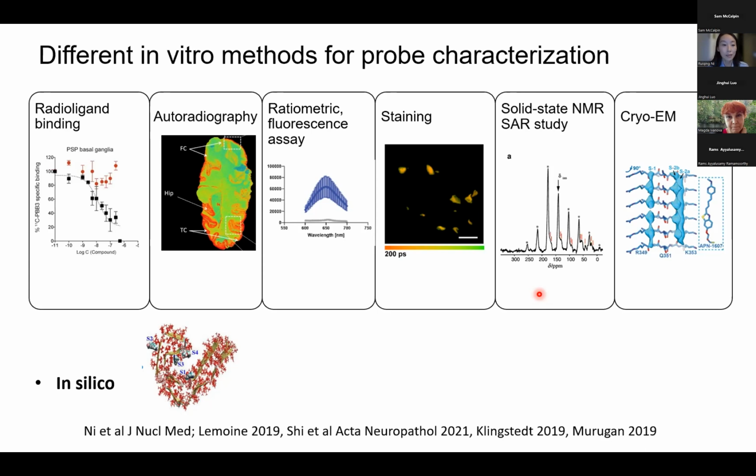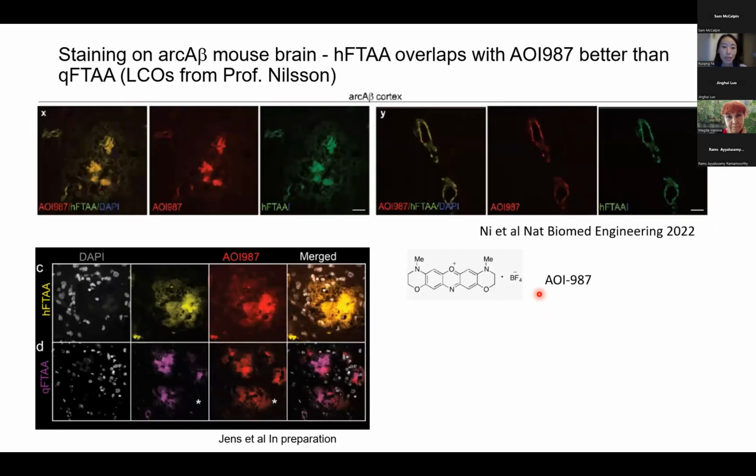In our study, we have been very lucky to use the LCO compounds provided by Professor Nilsson, and we used a compound AOI, for example. AOI is an oxazine-based compound derivative, and we found that in the staining in the postmortem Arctic A-beta mouse cortex, the AOI overlaid very well with the HFTAA.